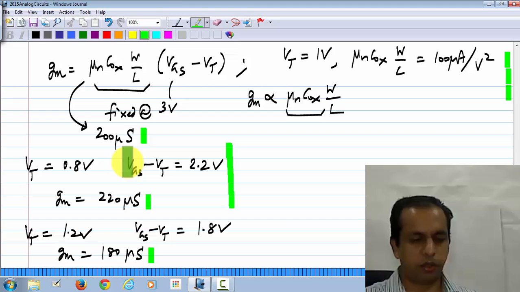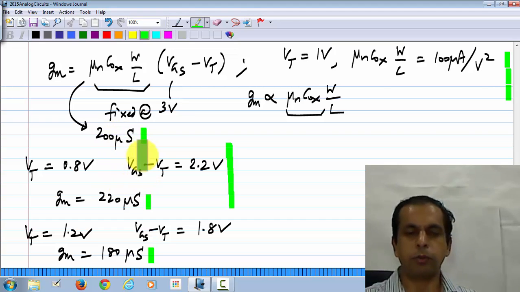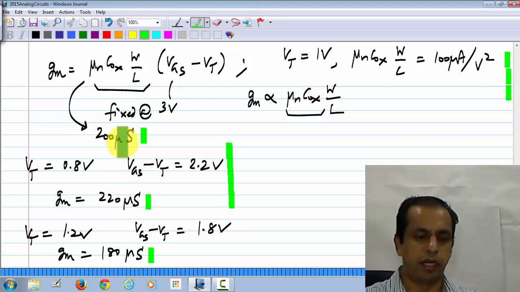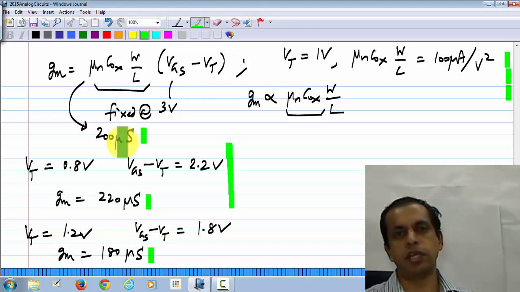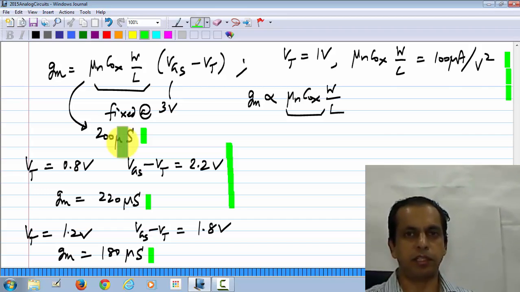So to get 200 microsiemens, you calculate whatever VGS is required, and then apply that VGS. And that doesn't help, because if VT changes with temperature, this GM will change with temperature and so on. And similarly, as current factor changes with temperature, GM will change with temperature. So we need to have a more robust way of setting up the operating point so that the GM doesn't vary as much as it does now.